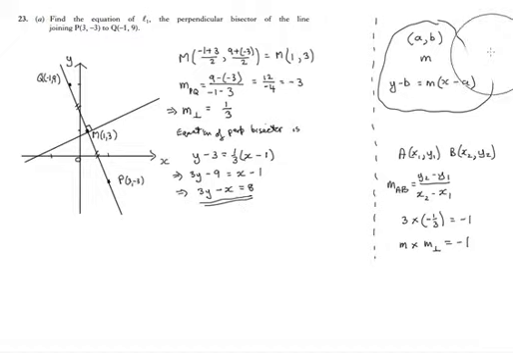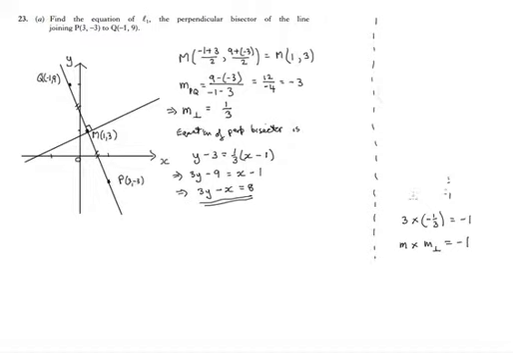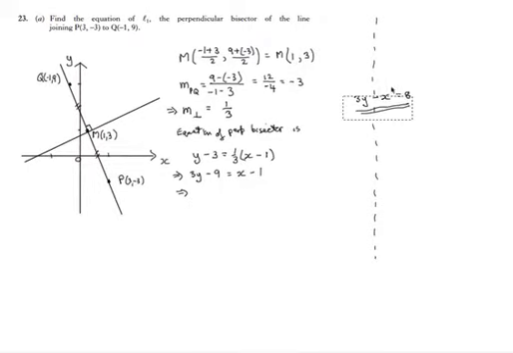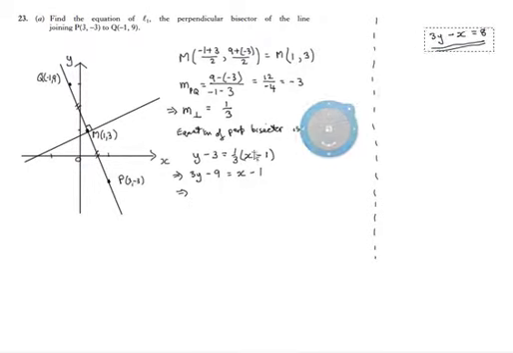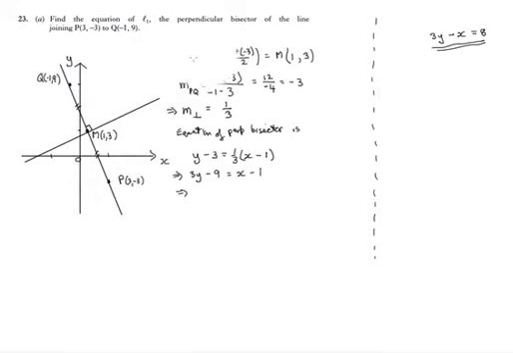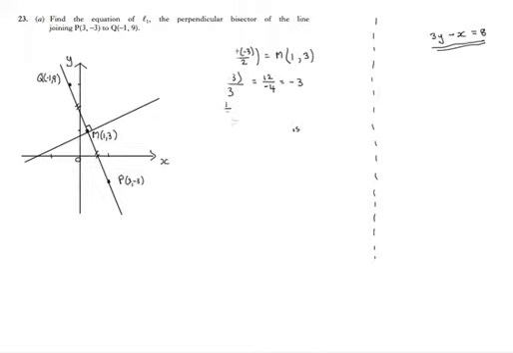So let's wipe out some of the rubbish that we created and move on to part 2. We should preserve this equation as we're going to need it. So there's the equation of the line L1.